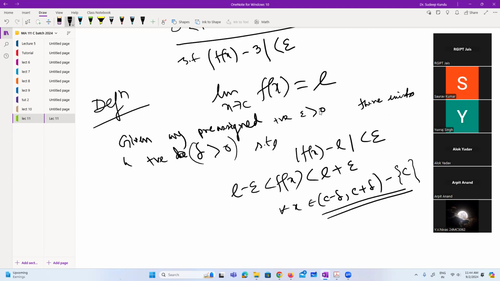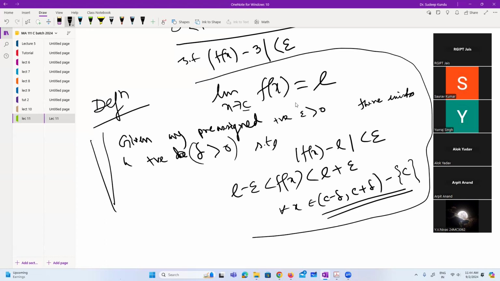So this definition we can make more complicated by using the limit point, but I have not told you what we mean by limit point. So for the time being, just use this definition. Here C should be a limit point of the domain. Is this definition clear? This you have already seen in the case of sequences. Similarly, what is the difficulty?